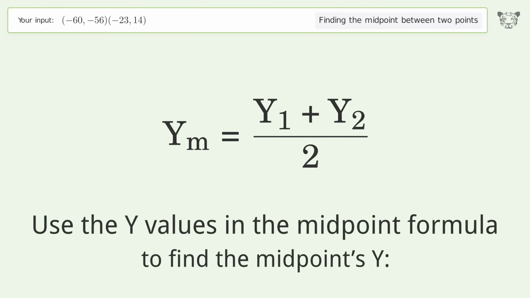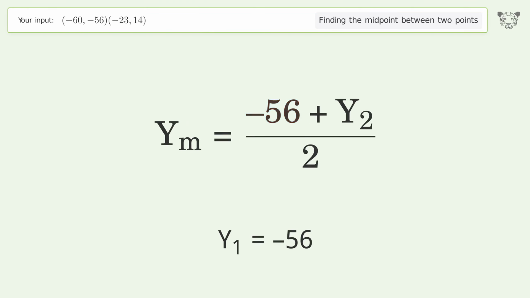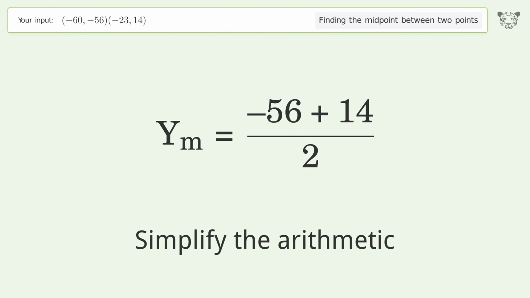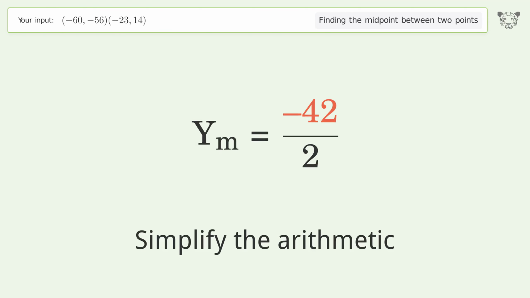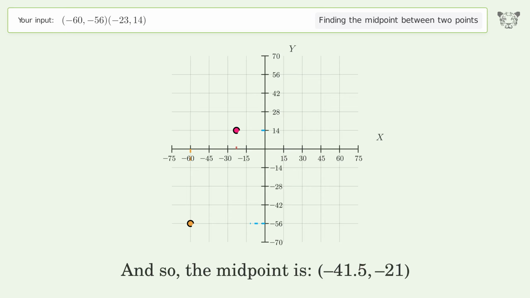Use the y values in the midpoint formula to find the midpoint's y. y1 equals negative 56. y2 equals 14. Simplify the arithmetic. And so, the midpoint is negative 41.5, negative 21.